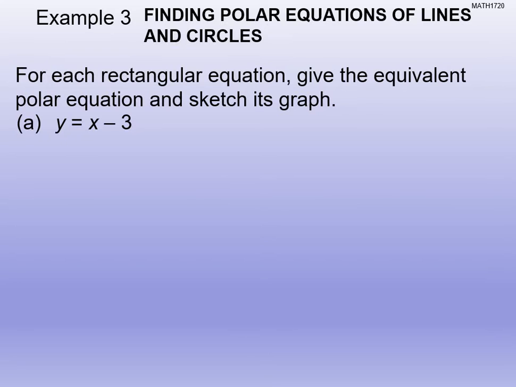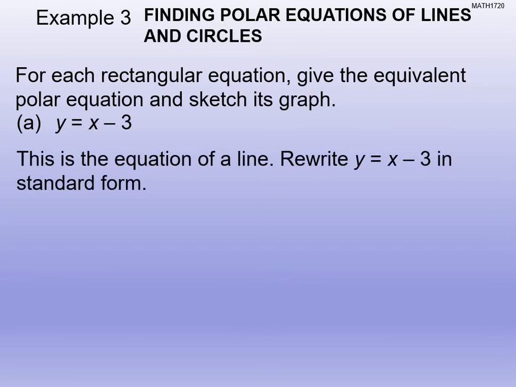This is probably as challenging as this unit's going to get in this section. Alright, we're going to start off with y equals x minus 3. So our first step is to get y and x on one side of the equation, and then we have to rewrite y and x in terms of polar. So the x has to translate to r cosine theta, the y has to translate to r sine of theta.